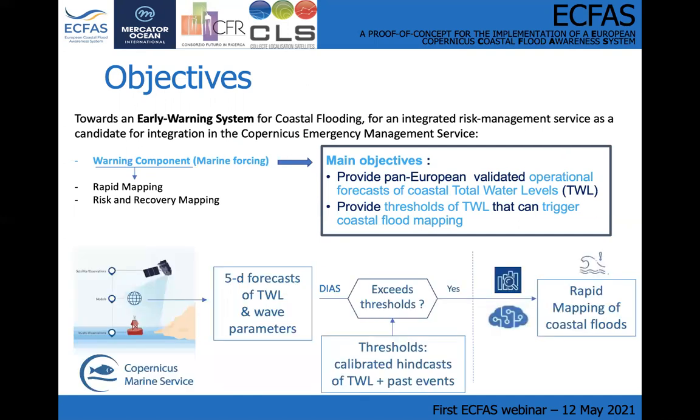The second main objective is to provide thresholds of total water level that can trigger the coastal flood mapping. So using the 5-day forecast of total water level and of wave parameter, we can check with identified thresholds if those thresholds are exceeded in the forecast, and if so, activate the rapid mapping of coastal floods of the ECFAS prototype.